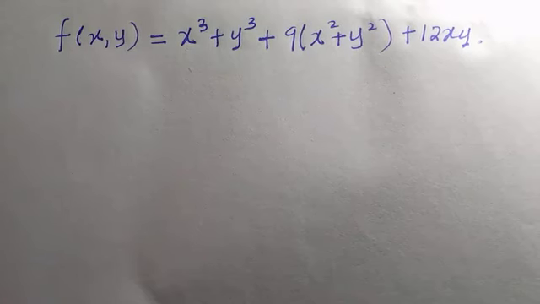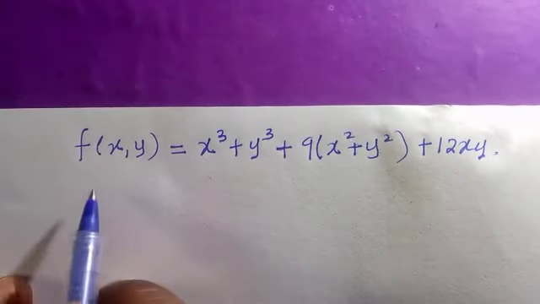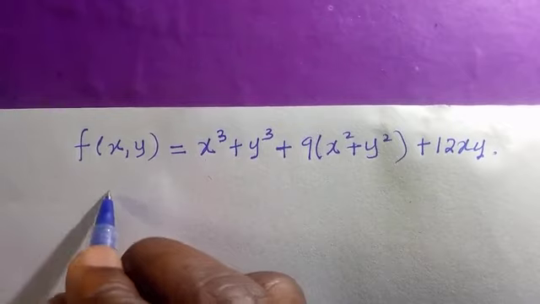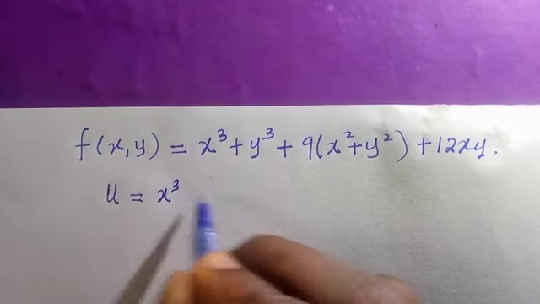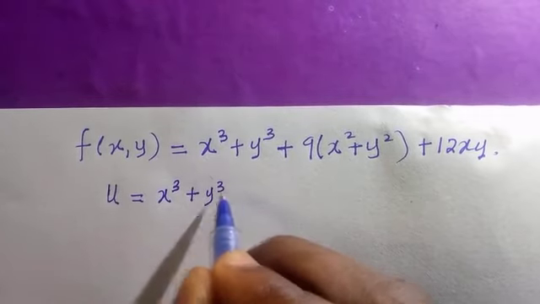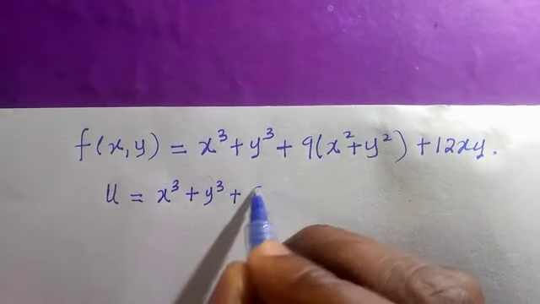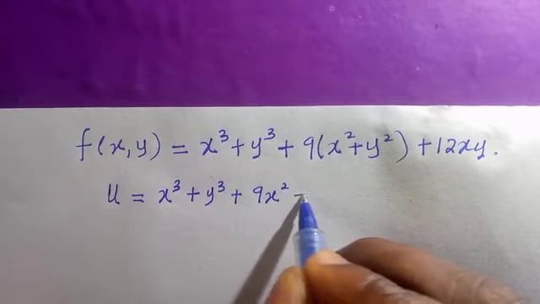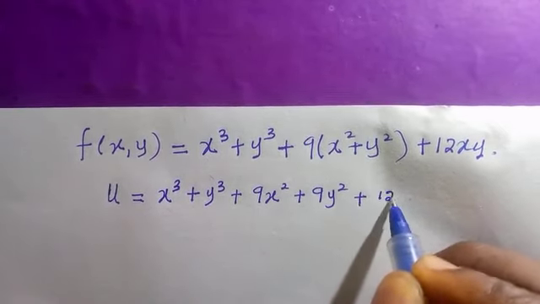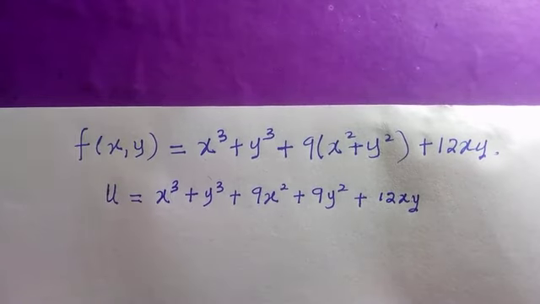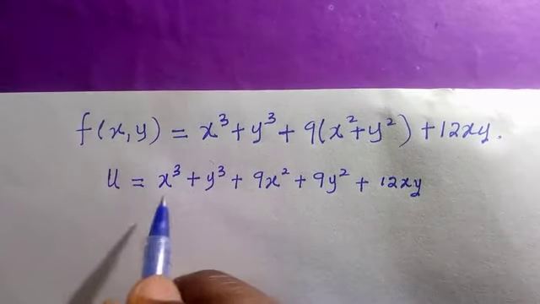In this problem, we want to solve for the nature and the points of this differential equation. To do that, I want to let this f of x, y to be u for easier. So we have x cubed plus y cubed plus, if I expand this, 9x squared plus 9y squared plus 12xy. So it is very easy to determine the stationary point of this and the nature of this.